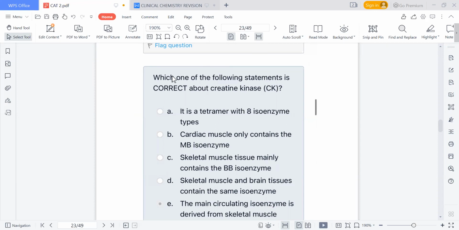So which of the following statements is correct about creatine kinase? That it's a tetramer with 8 isoenzyme types, that creatine kinase only contains the MB, that cardiac muscle only contains the MB isoenzyme, that skeletal muscle tissue mainly contains the BB isoenzyme, that skeletal muscle and brain tissues contain the same isoenzyme, or that the main circulating isoenzyme is derived from skeletal muscle.